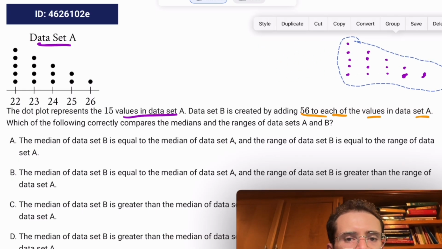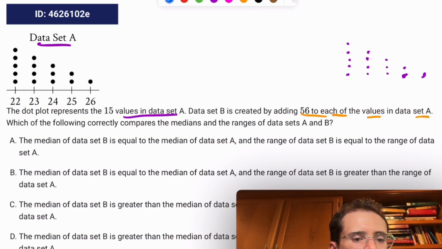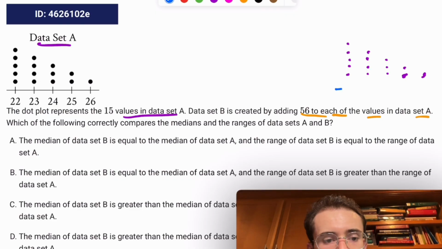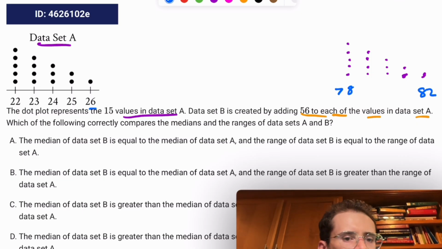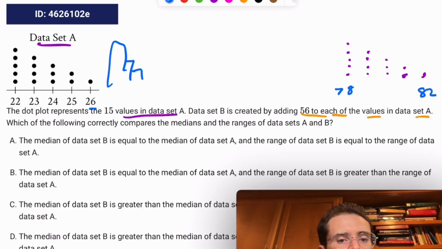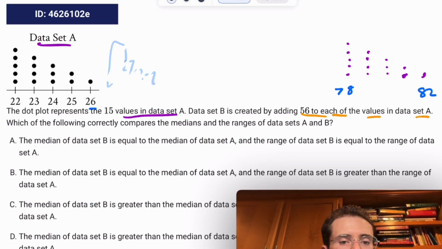So instead of having a minimum of 22, it'd be 22 plus 56, that'd be 78. Instead of having a maximum of 26, it'd be 26 plus 56, which would be 82. Whatever the middle was will stay at the middle, so they're still equally spread out. It's the same shape the data is forming. If you graphed it as a histogram, it'd be the same shape, just shifted over by 56.